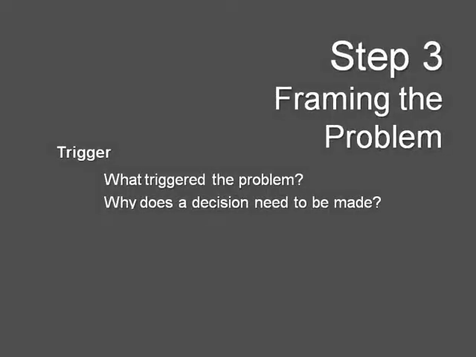So I've got a whole bunch of questions here that I like to include in conversations with people when we're trying to figure out what is the nature of the decision that we're talking about. So one thing we can ask is the trigger. What is the trigger? What triggered the problem? Why are we here today? Why does a decision need to be made? What brought us to this point? Sometimes that really helps us identify the nature of the decision.